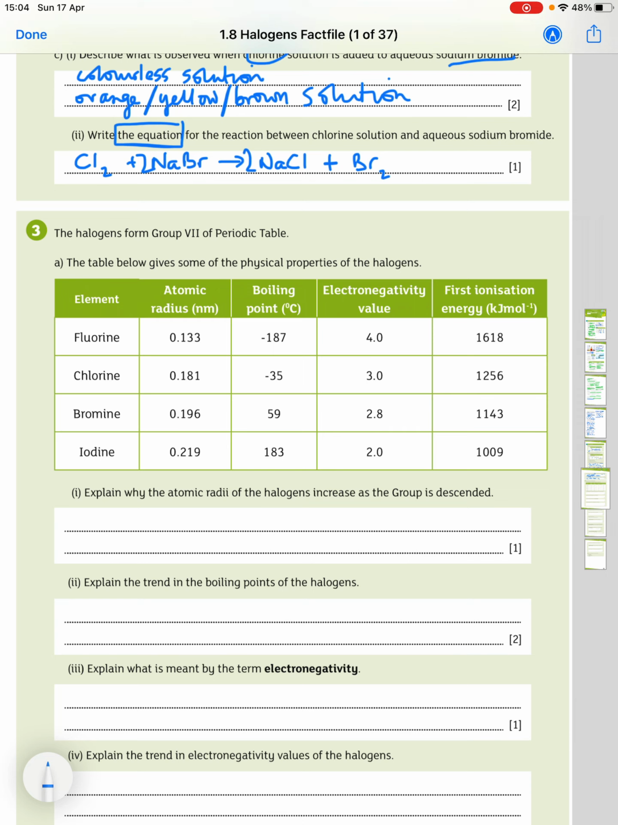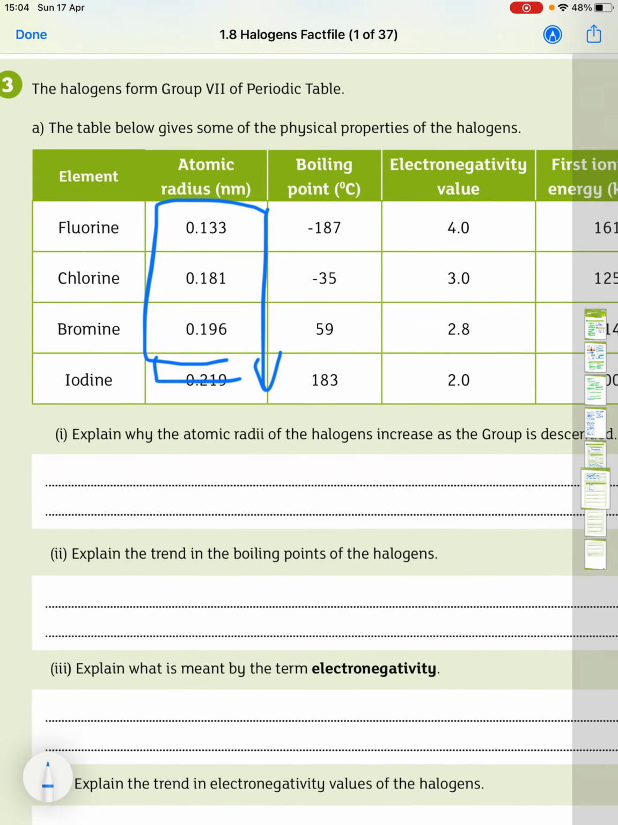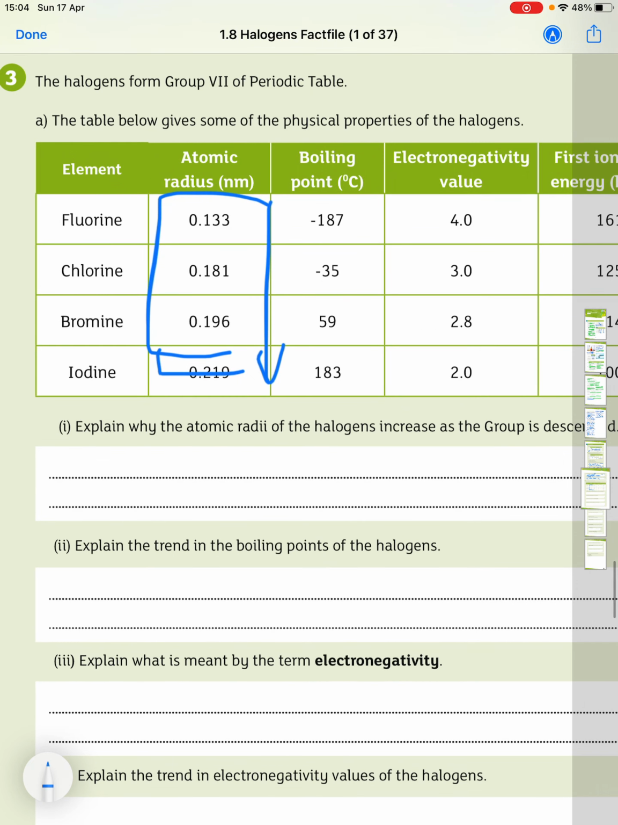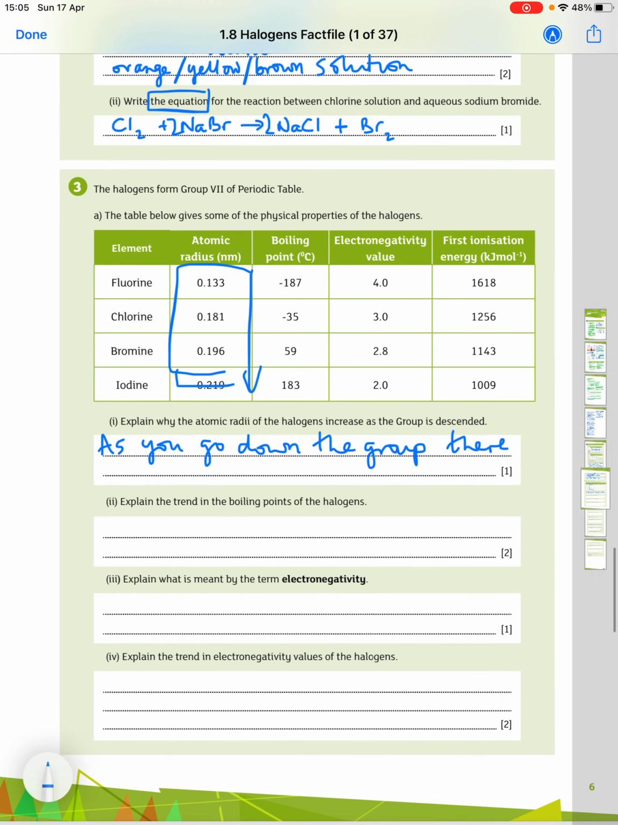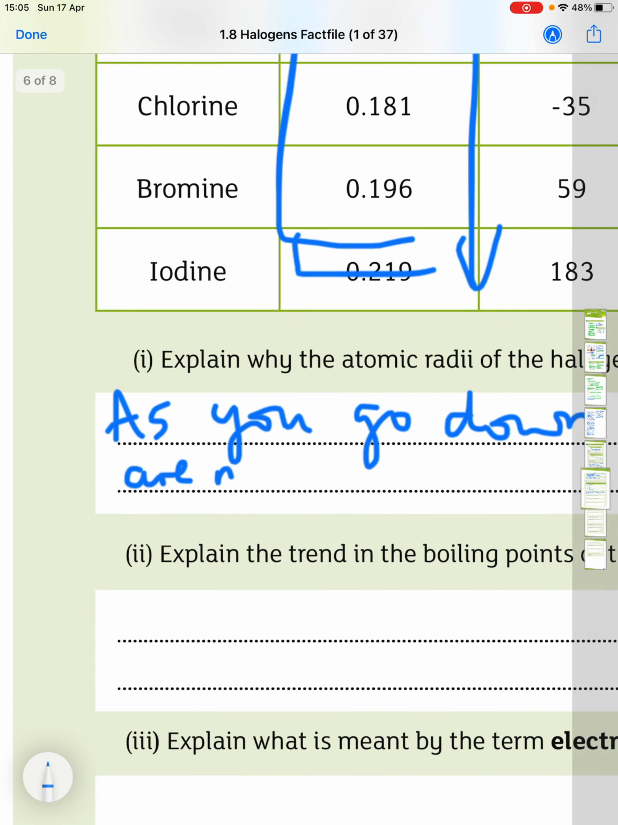Number 3, the halogens form group 7 of the periodic table. The table gives us some of the physical properties of the halogens. So it says, explain why the atomic radii of the halogens increase as the group is descended, and that's the atomic radius there we can see, and it's increasing as you go down the group. So really all we're looking for here is just to say that as you go down the group, there are more energy levels.